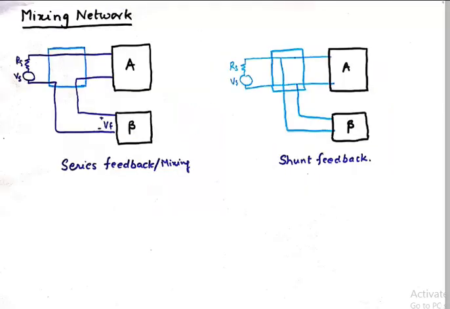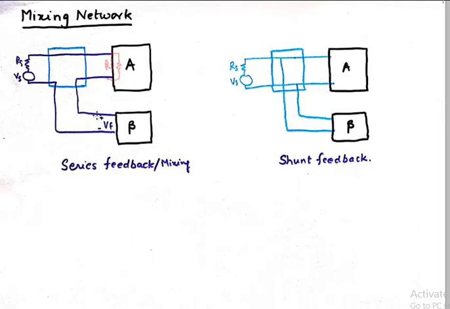Now let's look at the mixing network. There could be some confusion in the mixing network because just by looking at this kind of mixing, we see that this is a series mixing because whatever is being fed is being fed in series with this entire input network, where here Ri will be there.